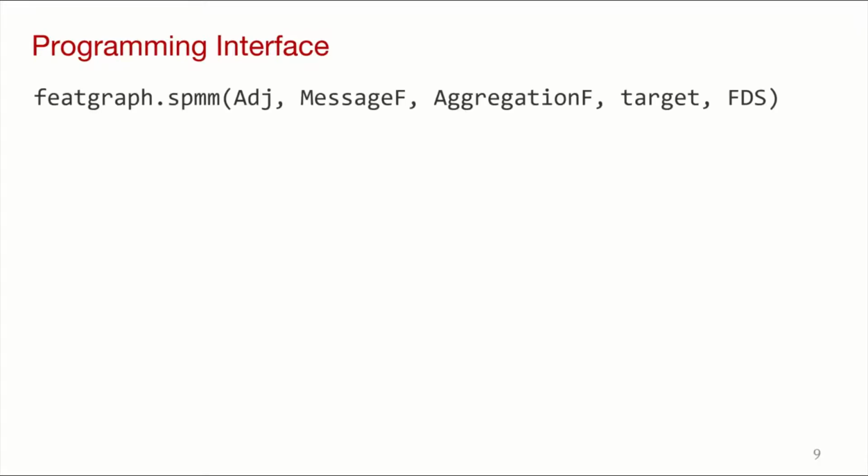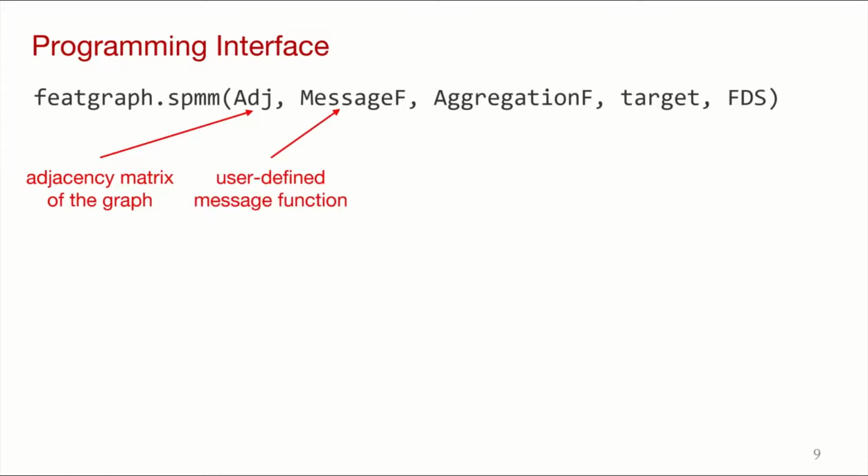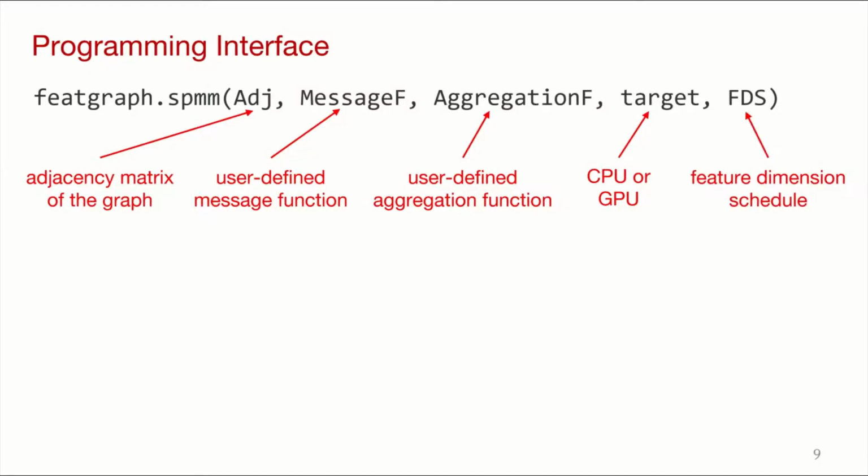How do we express generalized SPMM and SDDMM kernels in FeatGraph? In FeatGraph, we express a kernel by composing sparse templates with user-defined functions. This slide shows the programming interface. The SPMM template takes in 5 arguments: the adjacency matrix of the graph, the user-defined message function, the user-defined aggregation function, the target, which is either CPU or GPU, and the feature dimension schedule, FDS, which specifies optimizations for feature dimension computation. I will talk about FDS in detail later.